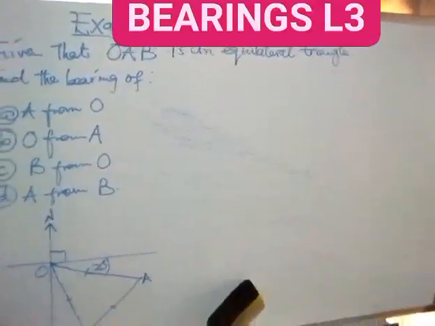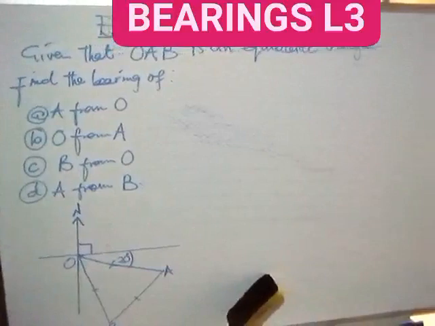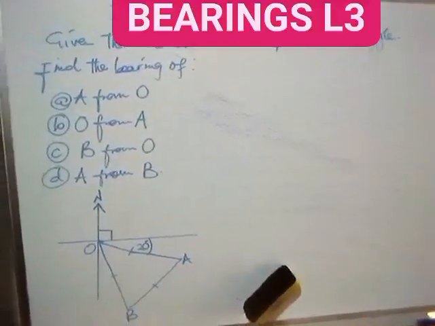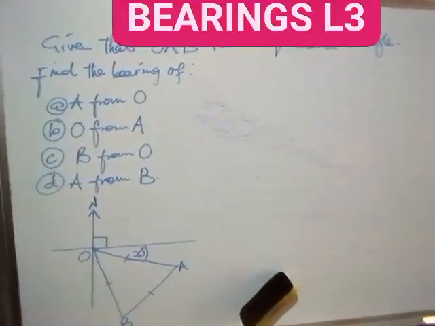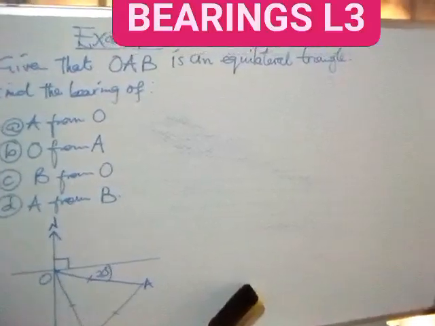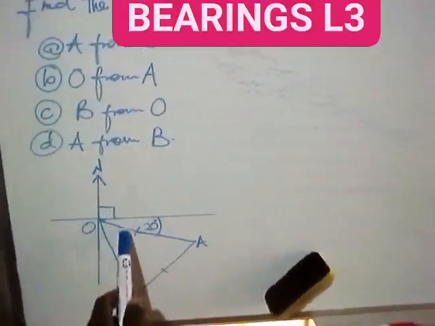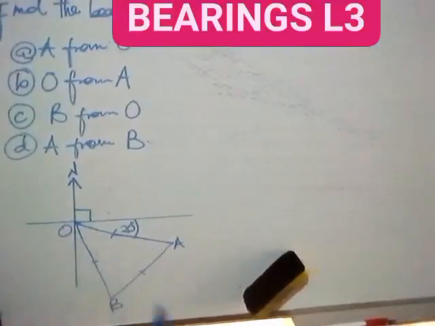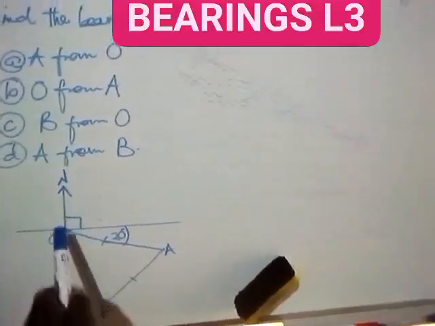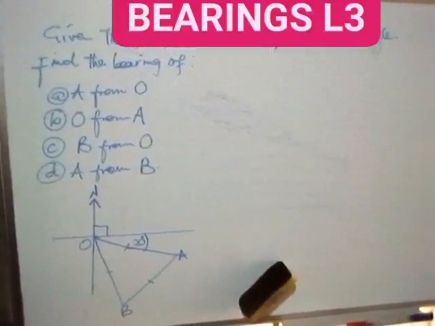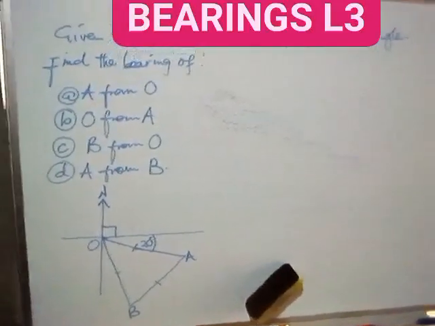When you talk about an equilateral triangle, it is a triangle which has equal sides and also equal angles. So meaning angle B, angle A, angle O, the angles are the same and also the sides are the same. What are we trying to say?